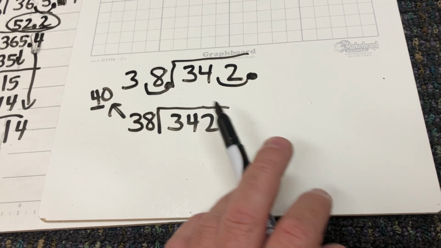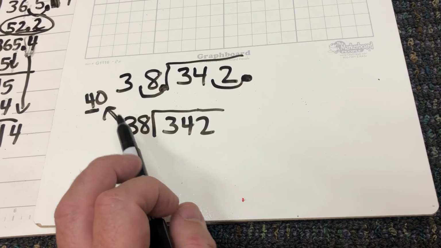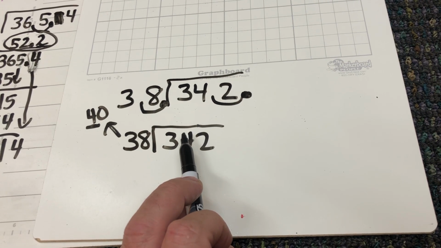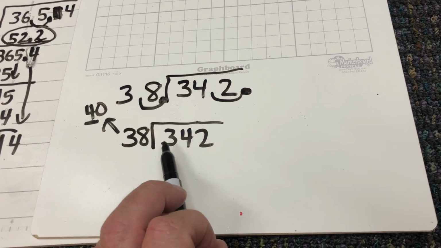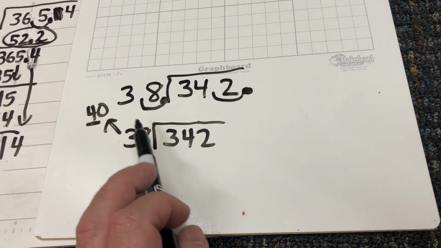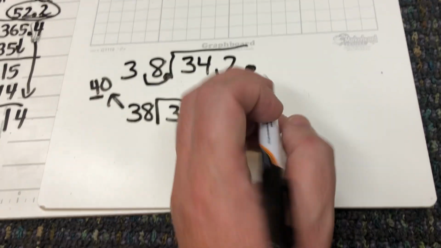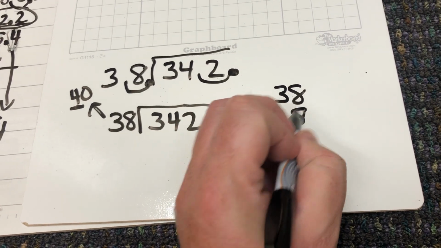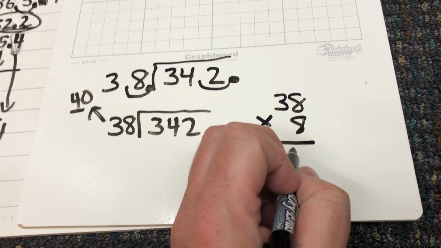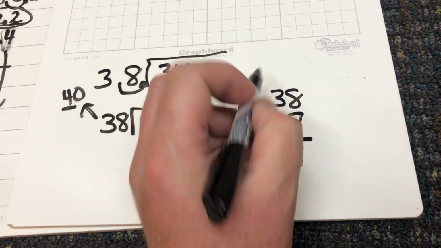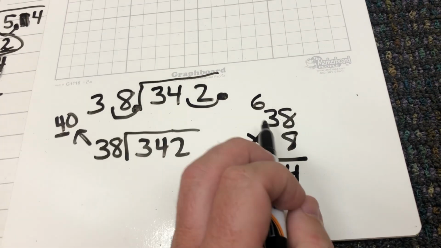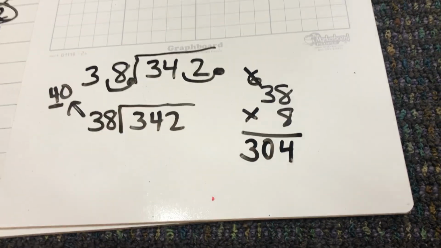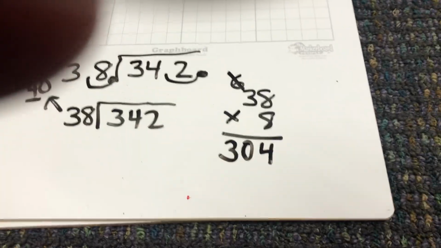Because I know that 4 times 8 is 32. Okay? So since 4 times 8 is 32, I'm going to come over here and try 38 times 8. Well, 8 times 8 is 64. Put the 4 down. Carry the 6. 8 times 3 is 24. Plus 6 is 30. I get 304.